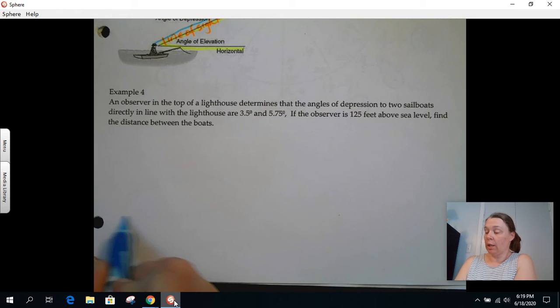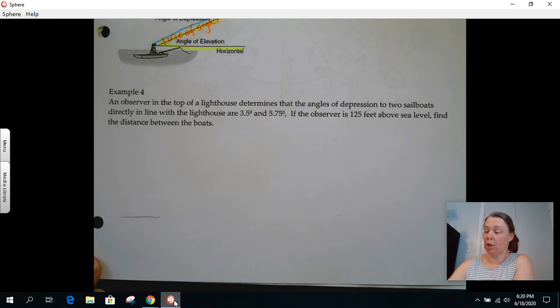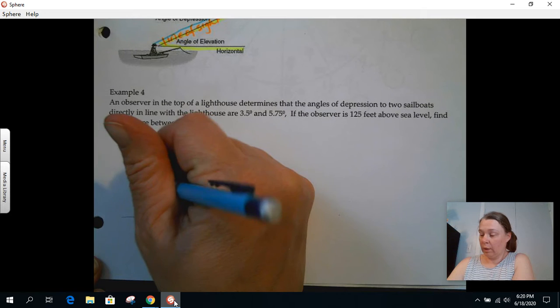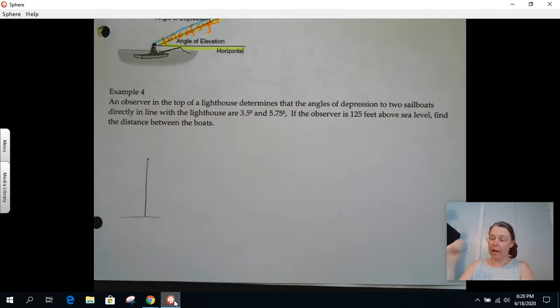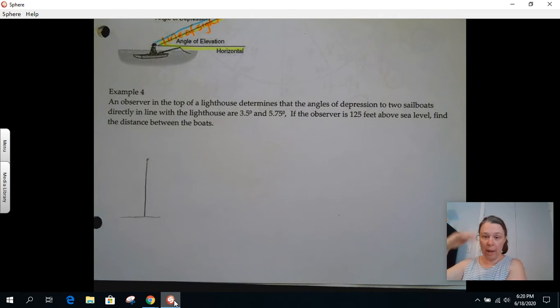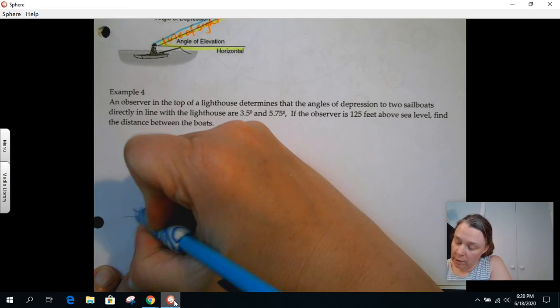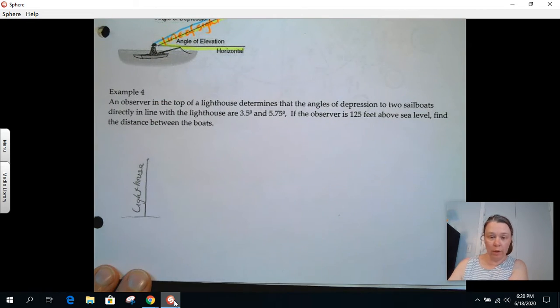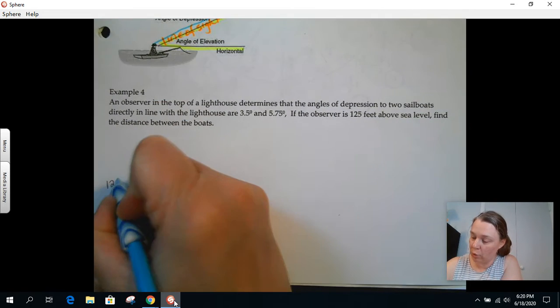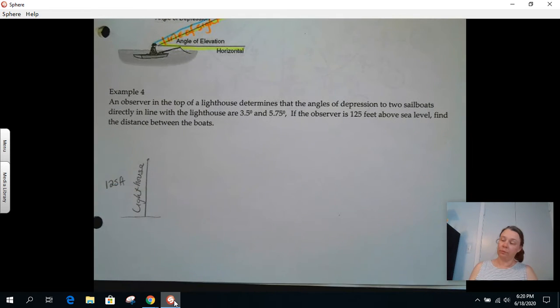So, if you're imagining, okay, here's my beach. Imagine there's my lighthouse, okay? And I know my lighthouse top is 125 feet. So here's my lighthouse. Imagine it's some beautiful lighthouse on the Great Lakes, right? That's 125 feet. And then it says there are two boats.